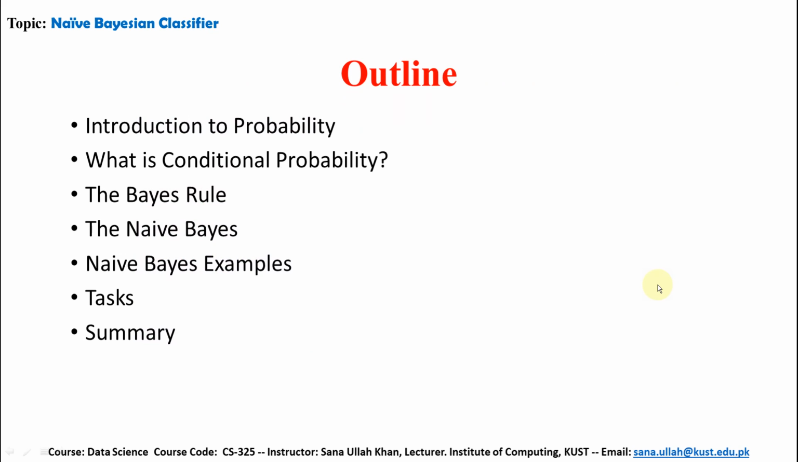This is the outline. Today we want to discuss, first of all, probability, and then conditional probability, some Bayes rules and how they can be derived, and then naive Bayesian techniques, some examples of naive Bayesian classifier, and then some tasks and a summary.